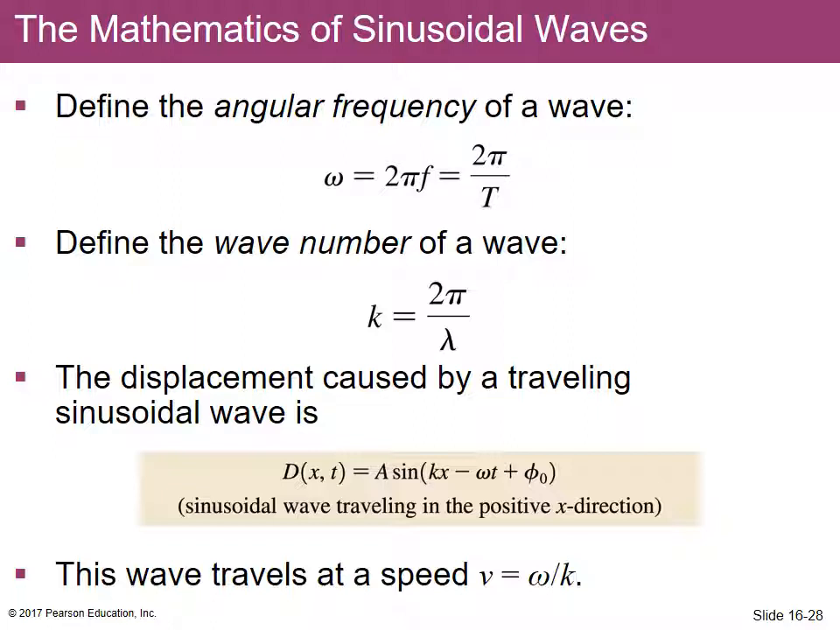We can now write the general equation for a sinusoidal displacement. Since the wave speed was defined as the wavelength times the frequency, using the new values, the wave speed can be defined as the angular velocity divided by the wave number.